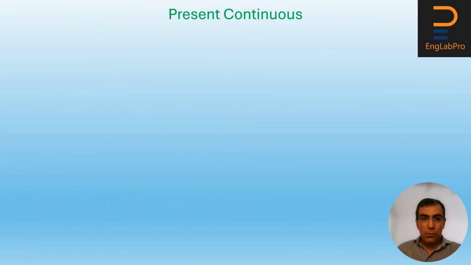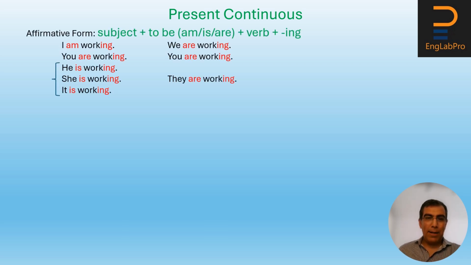Now let's go to present continuous and see its form. Well, for the affirmative form, for the positive form, we have subject plus to be. By to be, we mean am, is, or are, plus verb plus ing. So I am working, you are working, he is working, she is working, and the rest.